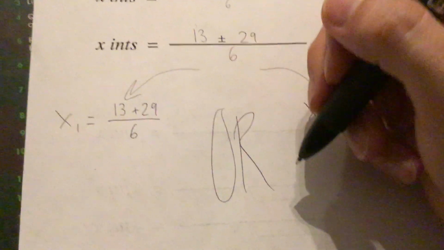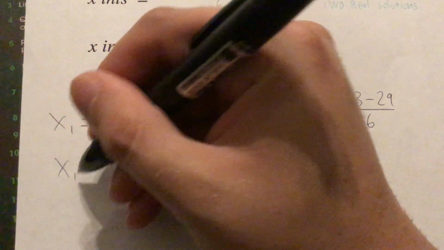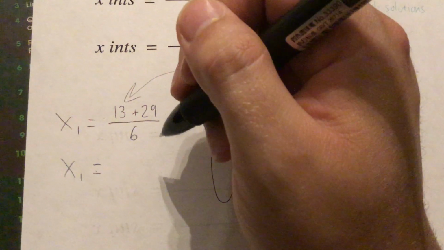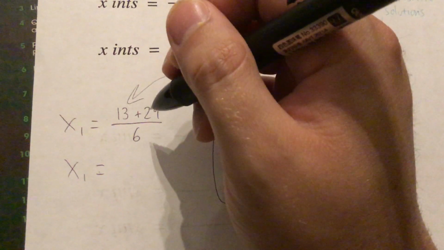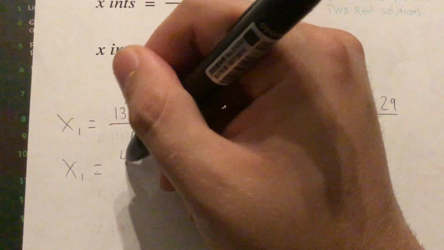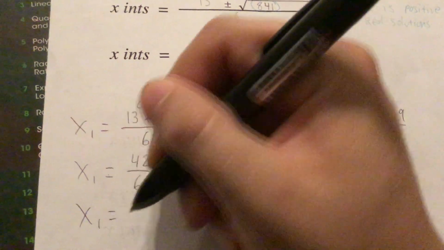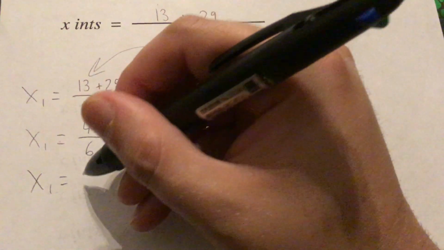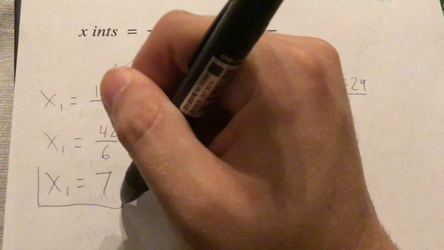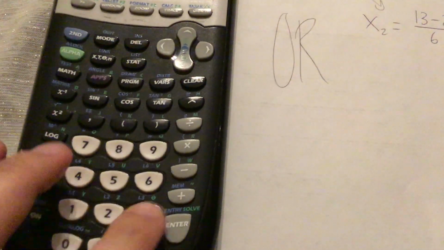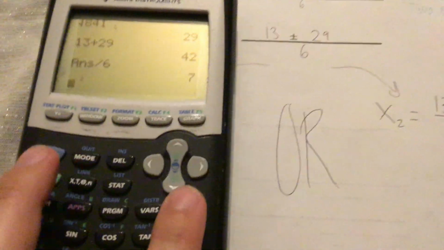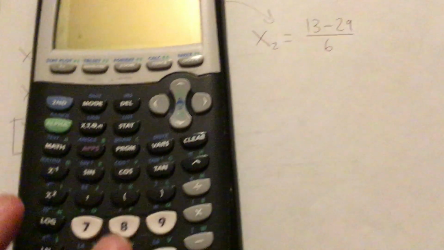Let's do it. So now, 13 plus 29, well, if 10 plus 20 is 30, and 3 plus 9 is 12, so that'd be 42 over 6. So x1 is equal to 42 over 6. x1 is equal to 7. So one of the solutions is x equals 7. Let me just double check. Yep, I did it correctly. Let's take a look at the other one.